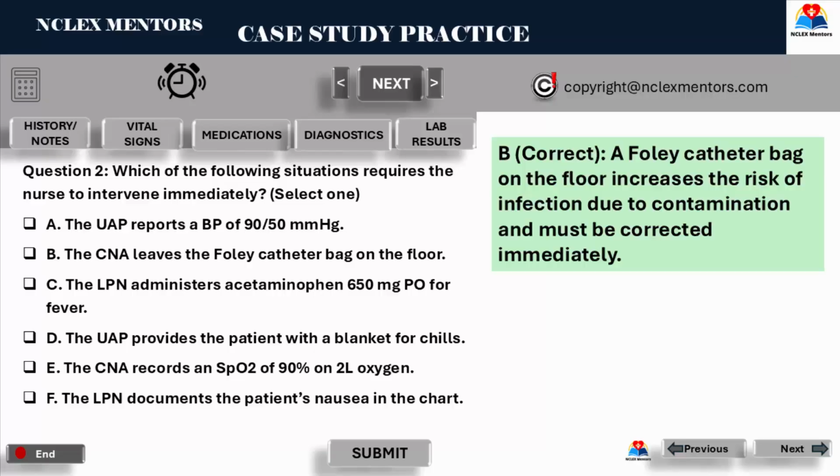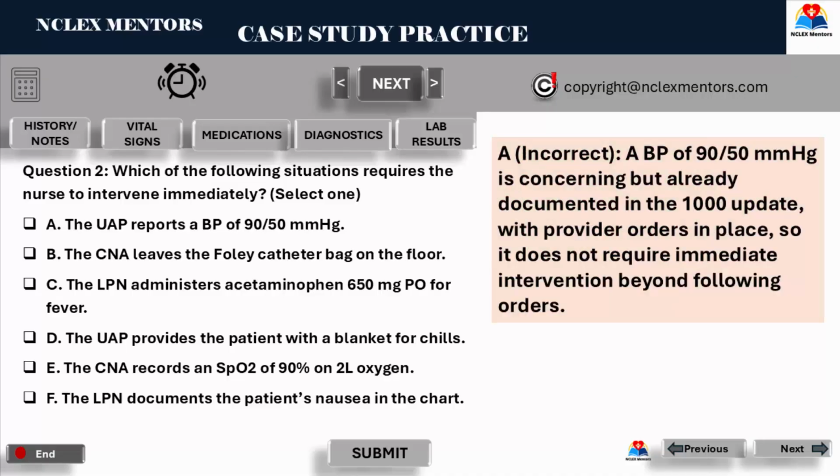Correct answer, B, the Foley catheter bag on the floor. Here's why. A Foley catheter bag touching the floor can introduce bacteria and lead to catheter-associated urinary tract infections. This is a direct violation of infection control, and the nurse must correct it immediately. Let's go through the others.